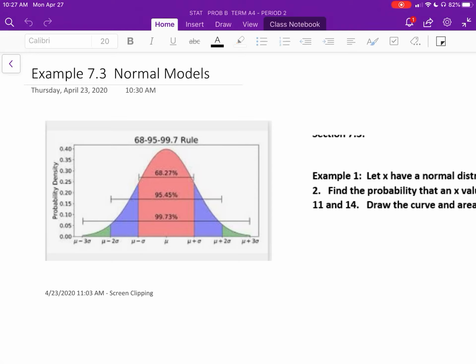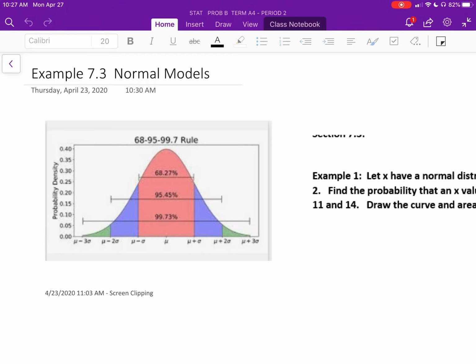So here is my example from section 7.3, which is basically applying everything we've learned about z-scores and the empirical rule to a question about a normal model. Just to review, this is our normal model with the empirical rule.